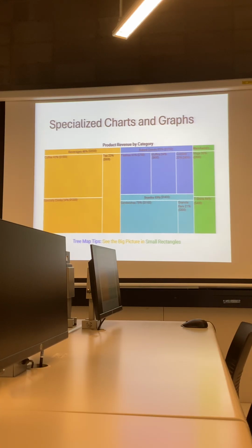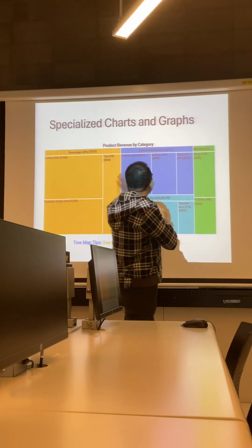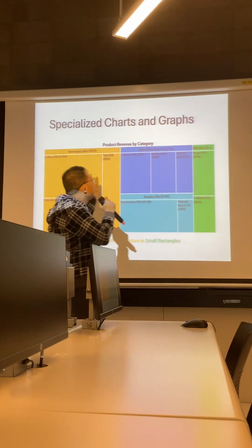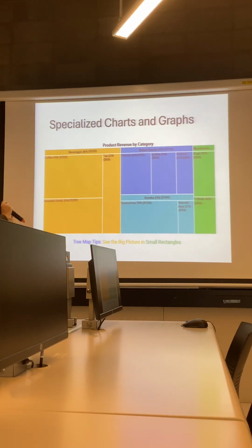Okay, so this is what we call a tree map. You can see there is a product revenue for each category, which is beverage, baked good, snack, and merchandise. Of course, you need to give different colors. If you do not give different colors, it's very difficult for you to see. They say you see the big picture in a small rectangle. So you need to bring the big picture first, and then go into detail in the smaller rectangles. Okay.